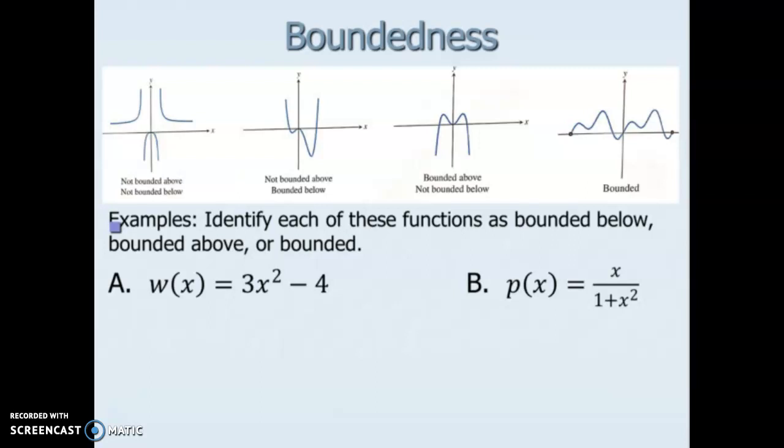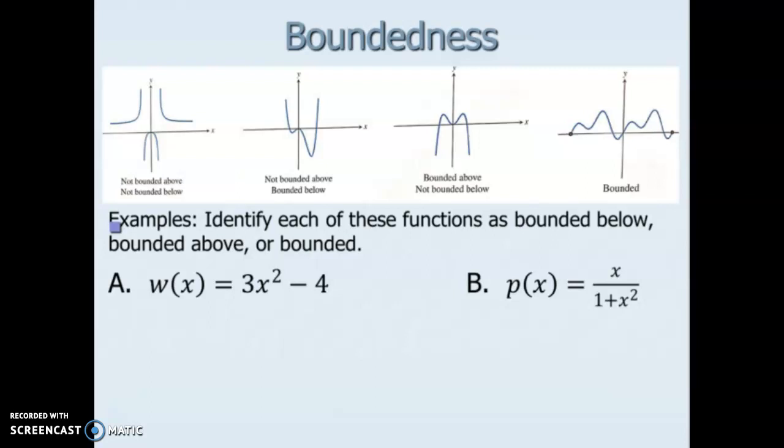Okay, this is part 2, so make sure you've watched part 1. I'm picking up with boundedness on this one. So boundedness is basically like there's some sort of barrier that's preventing the graph from going higher or lower. It is bounded, like a boundary.